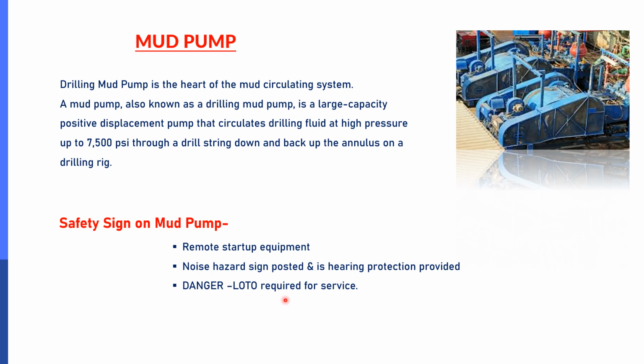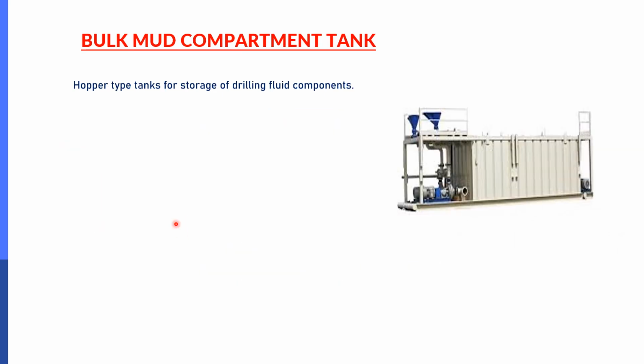And danger, lockout required for service. For any kind of maintenance or servicing, for changing any liner or piston, he has to use the LOTO. Now, last but not least, there is one more equipment in the rig, the bulk mud compartment tank, which is the hopper type tank. This is the hopper, a hopper type tank for storage of the drilling fluid components.